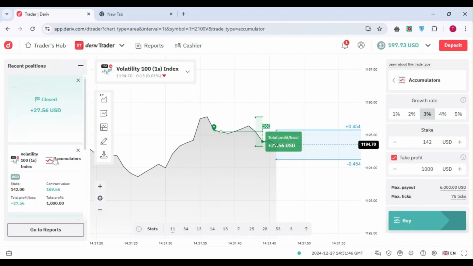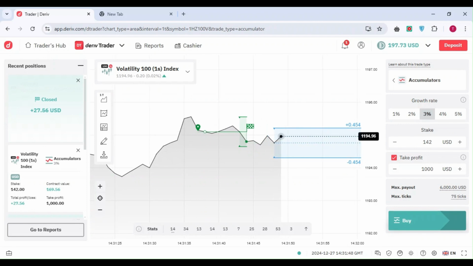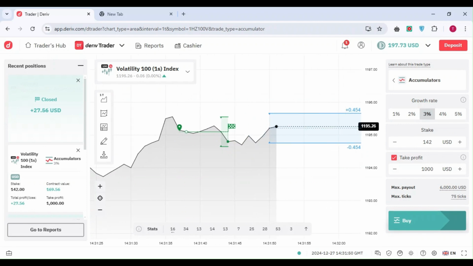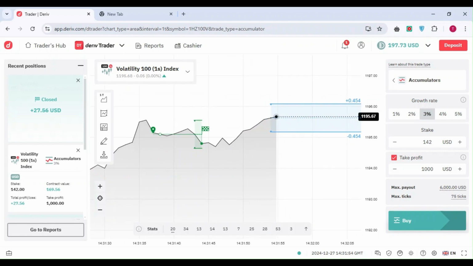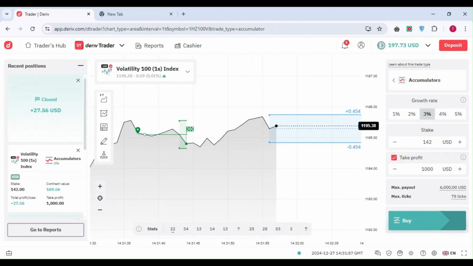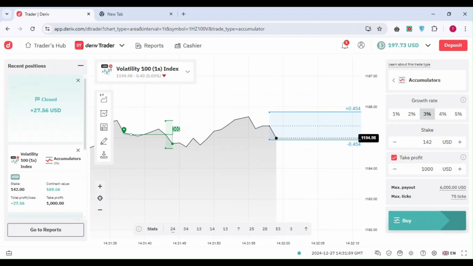So that's what I'm saying. The aim is to grow your account slowly. We started with around 100. Now we are almost doubling the account. And understand that if this is a real account, it's going to work the exact same way.